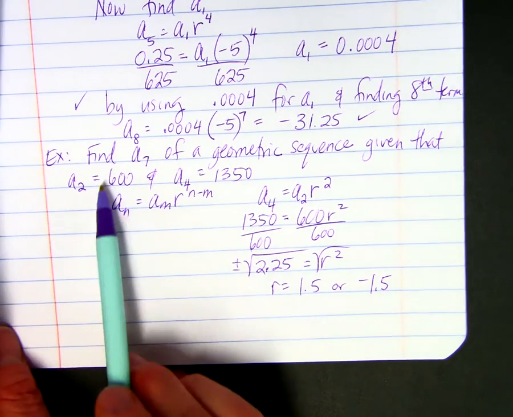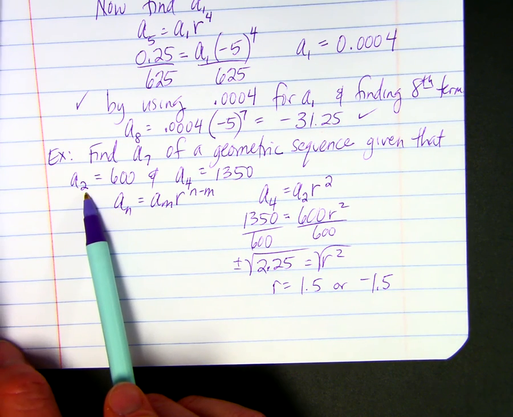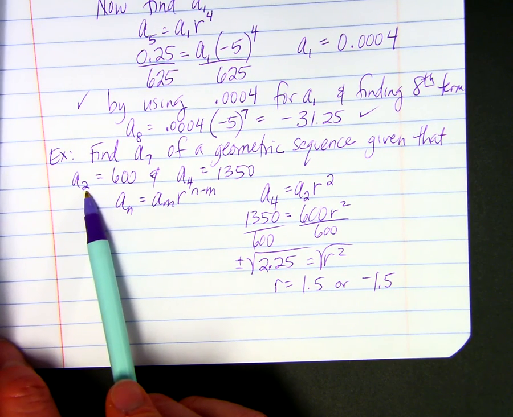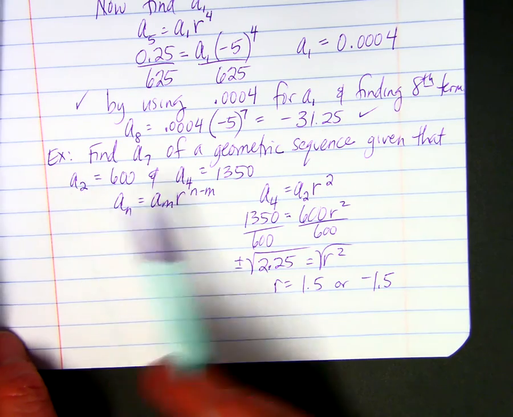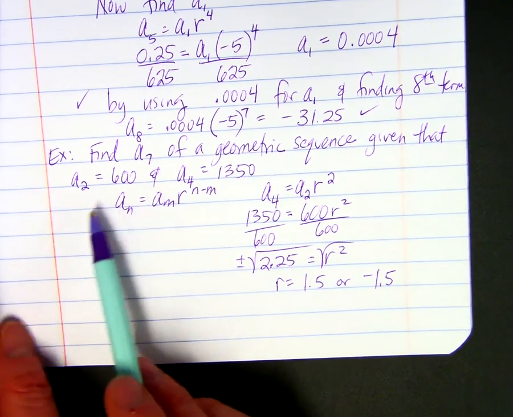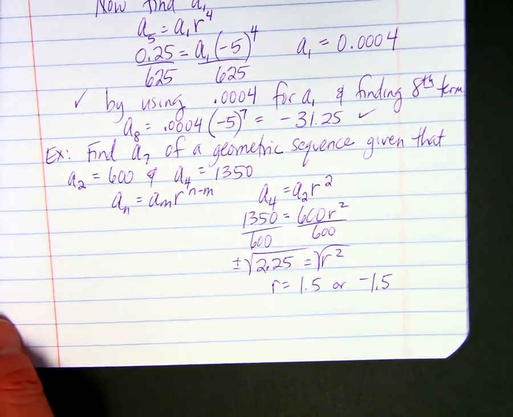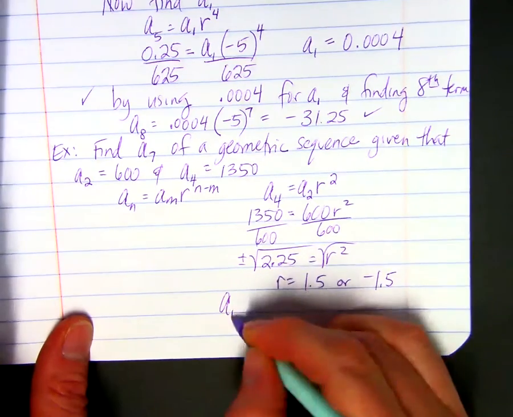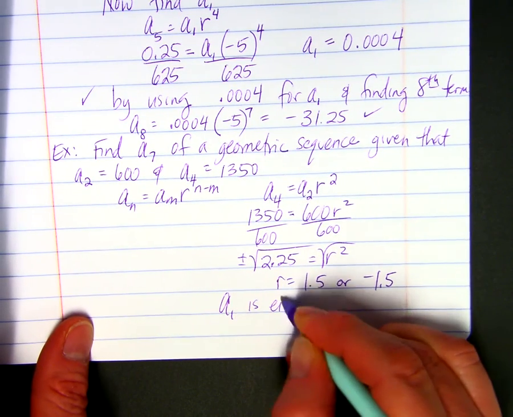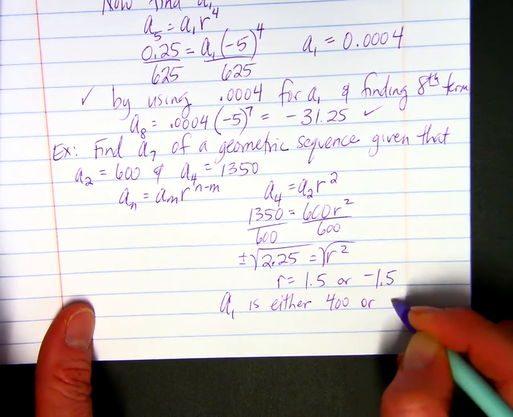They gave me a sub 2, so I don't have to really use any formulas to find a sub 1. I just divide by 1.5 or divide by negative 1.5. So a sub 1 is either 400 or negative 400.